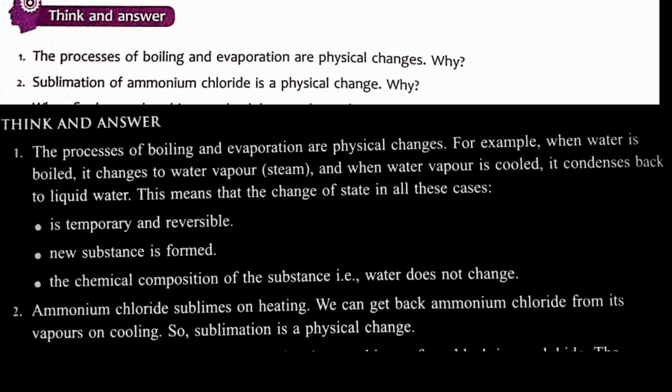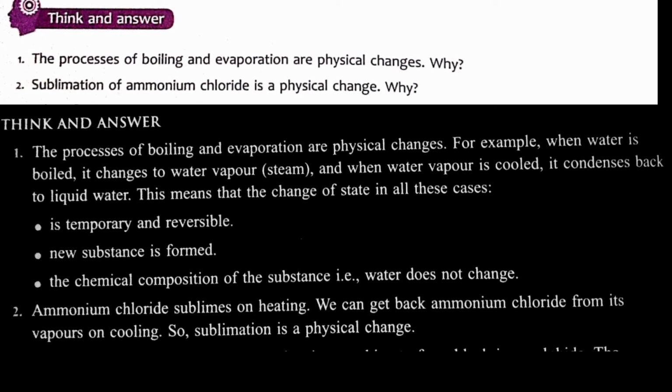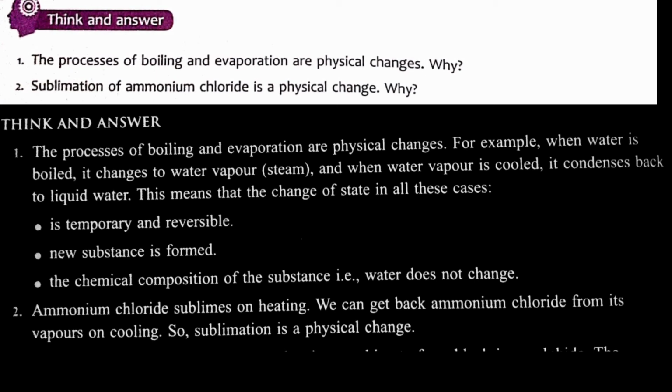Now next question is think and answer. So first question is, the processes of boiling and evaporation are physical changes. Why? So answer is, the processes of boiling and evaporation are physical changes. For example, when water is boiled it changes to water vapor, steam, and when water vapor is cooled it condenses back to liquid water. This means that the change of state in all these cases is temporary and reversible. No new substance is formed and the chemical composition of a substance like water does not change.